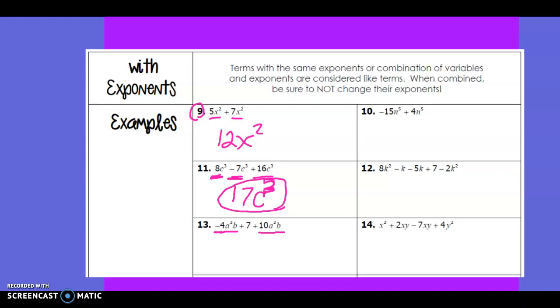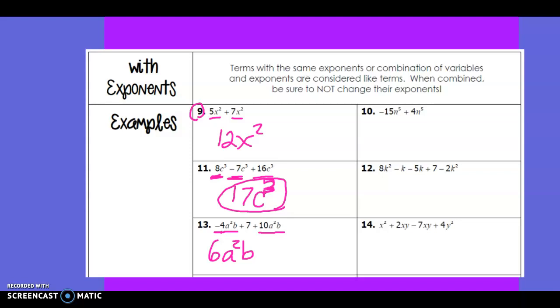And if they are, then you can combine them by adding the coefficients. So I'm going to add the -4 and the 10 in front of those a squared b's. That gives me 6a squared b's. Notice again, I'm not changing my variables. I'm keeping them exactly the same. I'm just adding the numbers in front.